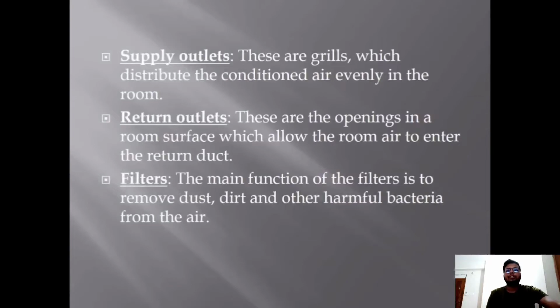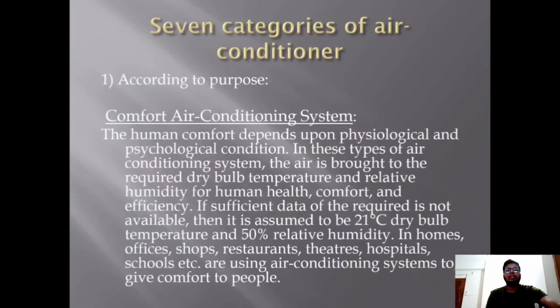The last of the 6 major pieces of equipment used in an air conditioner is filters. The main function of the filters is to remove dust, dirt, and other harmful bacteria from the air. Going to the next slide, the next topic of my presentation is the categories of air conditioner.